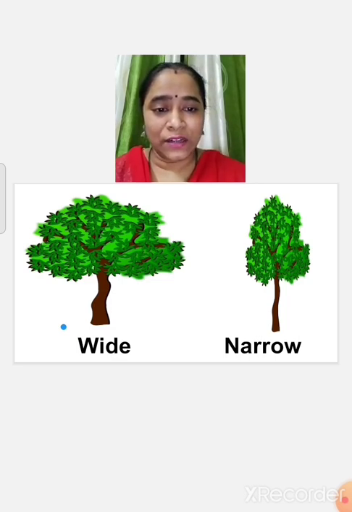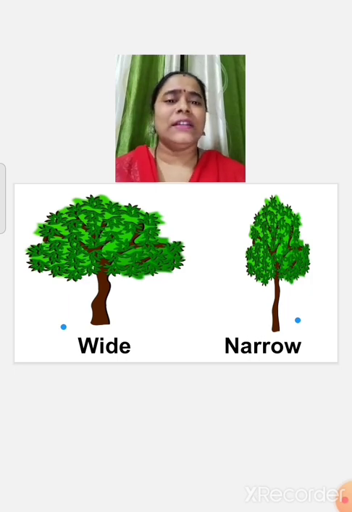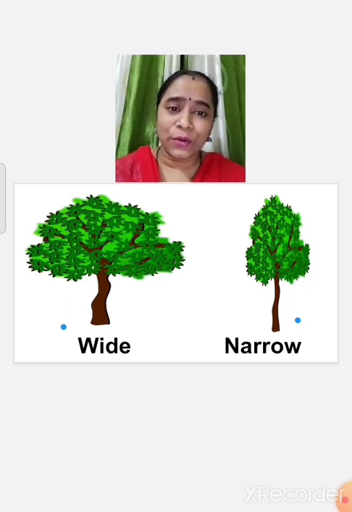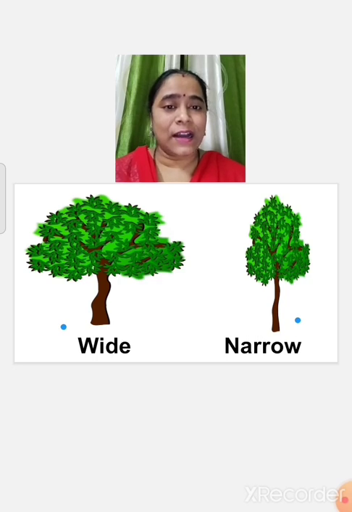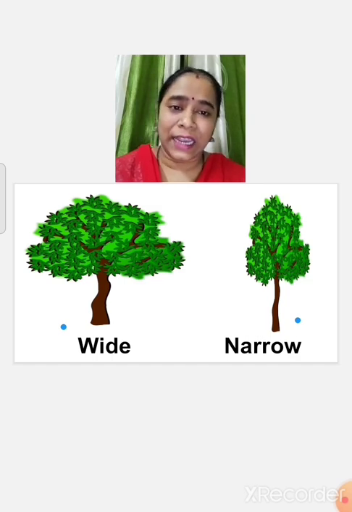Now see children, this one. This tree is narrow. The sides are closer to each other. Okay, so this tree is narrow.